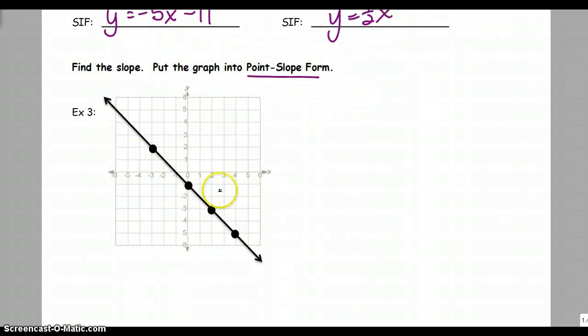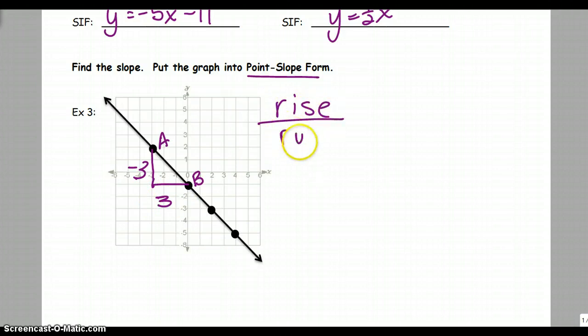From here, all we have to do is pick 2 points. So we would say A and B. Now remember, if I live at A and you live at B, we cannot drive through houses, we have to go on streets. So how many streets would you go down? How many streets would you go over? And in this case, you go down 3, over 3. So to find the slope, remember we use rise over run. Where rise we went down 3, run we went over 3, which simplifies to a -1.